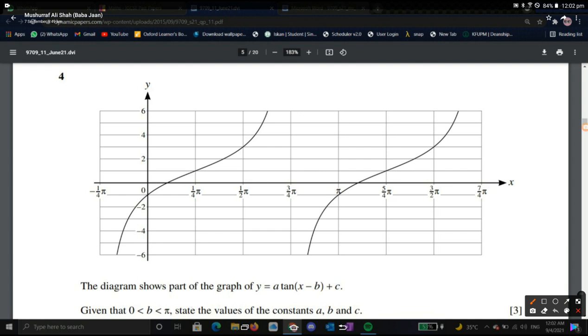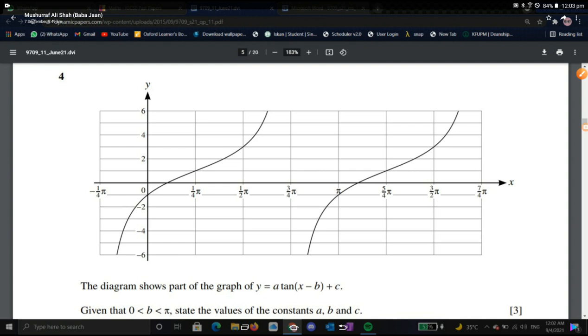But this is a 3-mark question, and for these 3 marks we need a good base of the concepts. First of all, if you look at this formula, we have 3 things together. Multiplying with anything is called stretch. First of all, I will explain stretch, because many students don't understand how it works.